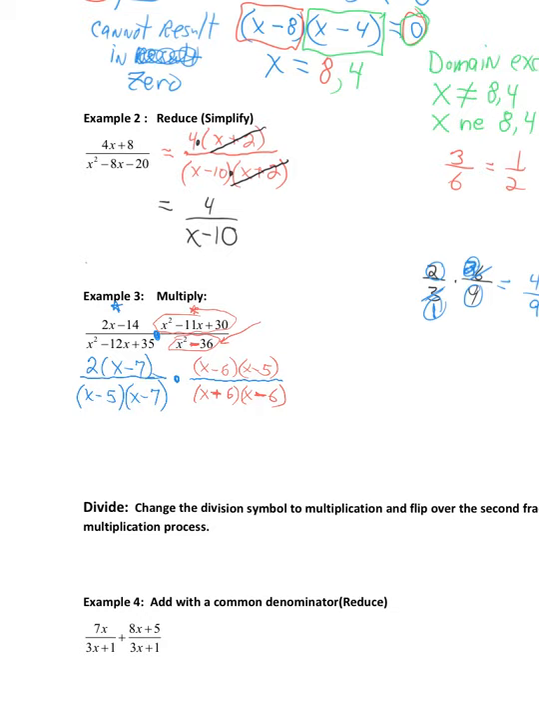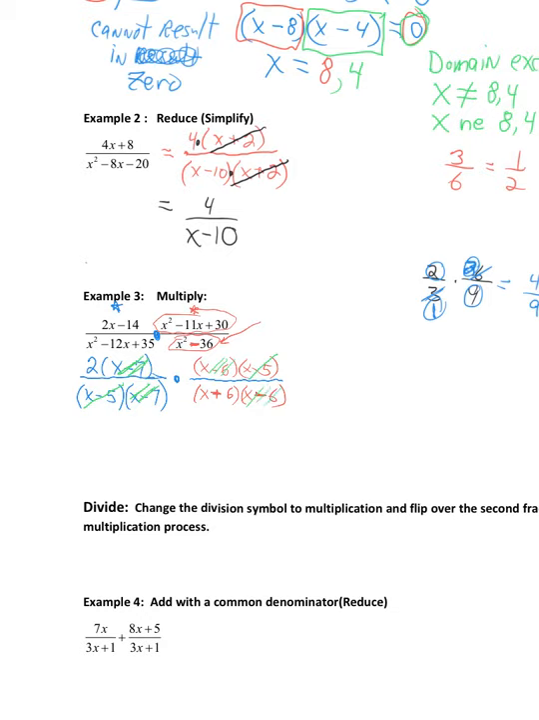And now we cross-reduce or cancel up and down as well. So I'm going to cross-reduce with the green marker, x minus 5 there and x minus 5 there. I'm going to up and down reduce x minus 7, x minus 7. And on the fraction on the right, I'm going to reduce x minus 6 with x minus 6.